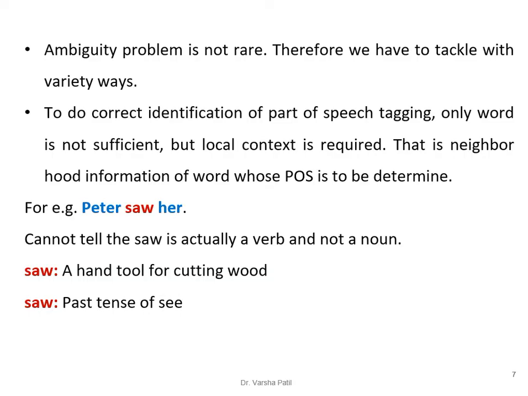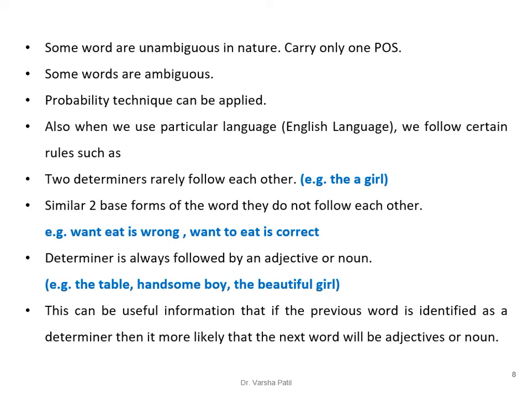But if we take the previous information, that is, before "saw", a proper noun is there. When a proper noun is followed by a word like this, it is a verb, and it is not a noun or other tag. So some resemblance is there between the following words and the previous word. Some words are unambiguous in nature. They carry only one part of speech tag. Some words are ambiguous. Probability techniques can be applied also.